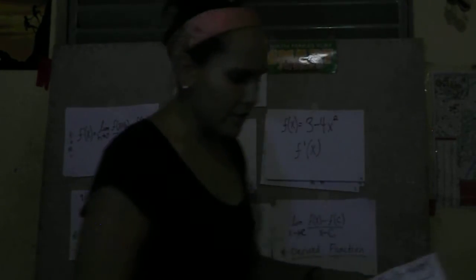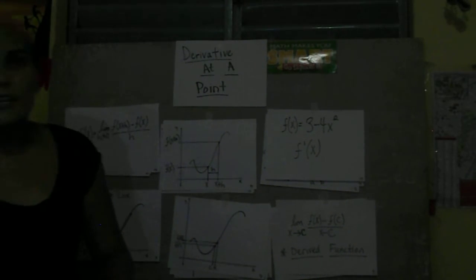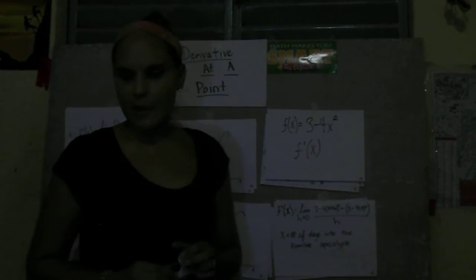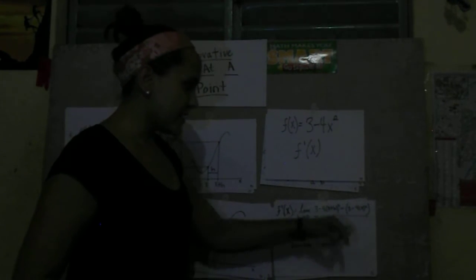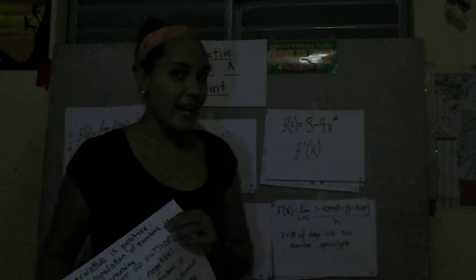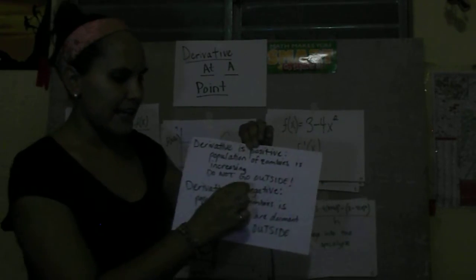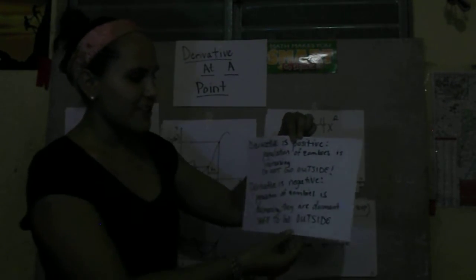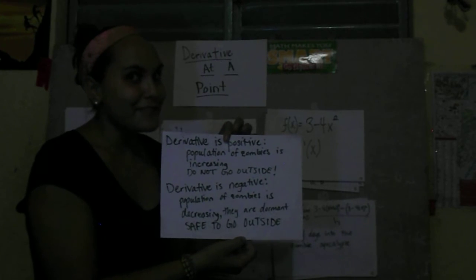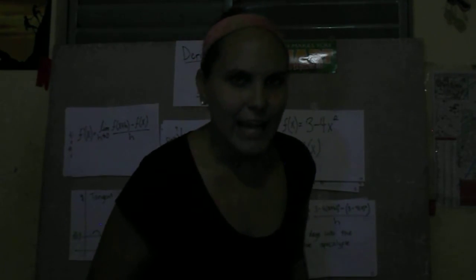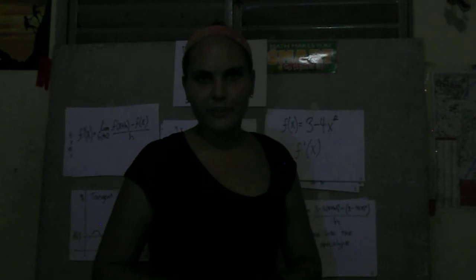Okay, and don't forget, x is the number of days into the zombie apocalypse. If you find f prime of x and solve this limit, and the response is positive, we know that the population of zombies is increasing. But if we take this derivative and we find that it's negative, the populations of zombies are decreasing, they are less aggressive, they are dormant, and it's safe to go outside. Go swimming, go shopping, whatever you want.